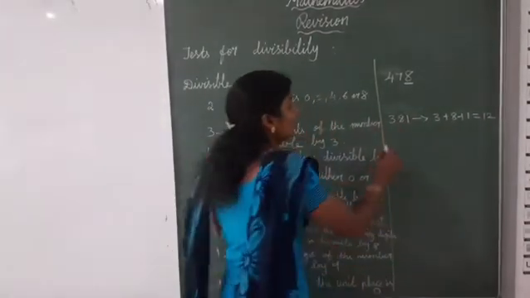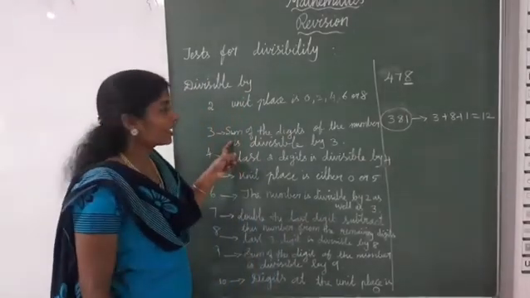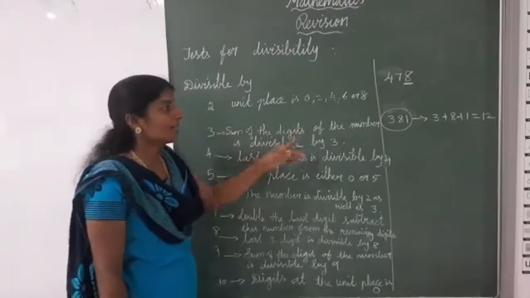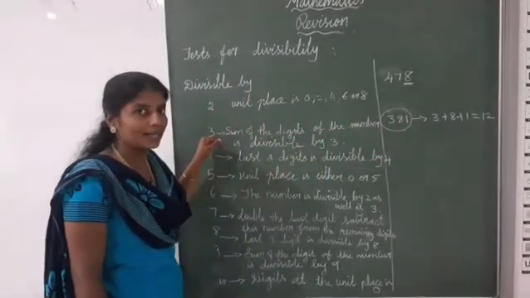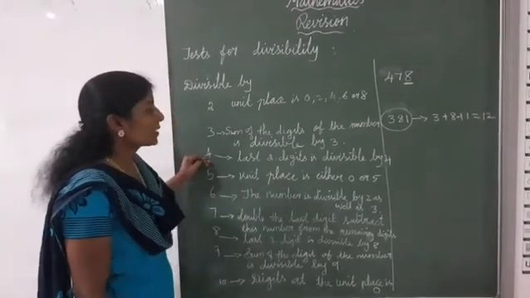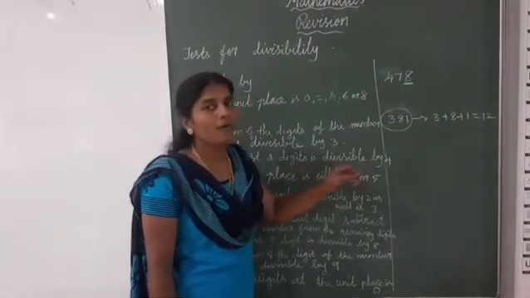So we can say 381 is also divisible by 3. Clear? If the sum of the digits of a number is divisible by 3, then that number is divisible by 3. Clear? Divisible by 2 and 3. Okay. Now, divisible by 4 means the last 2 digits are divisible by 4.